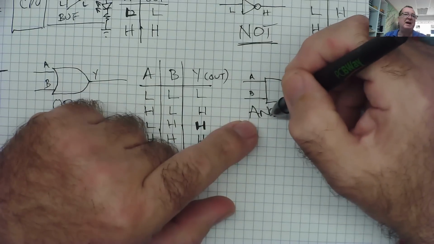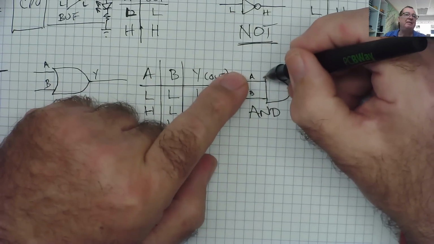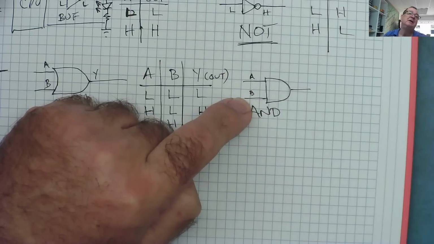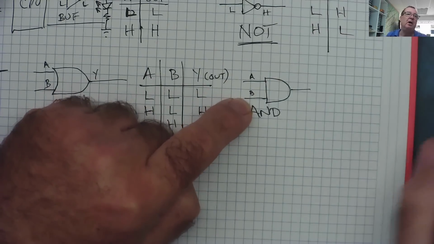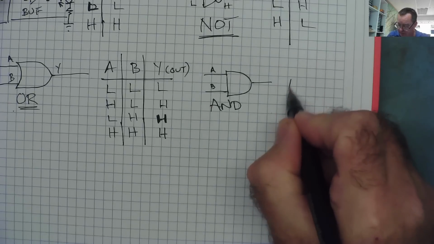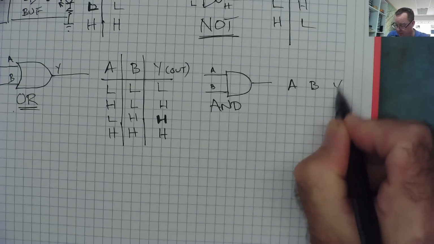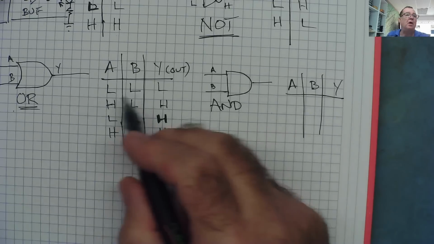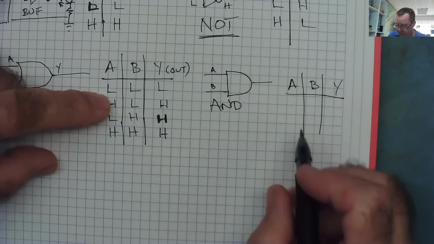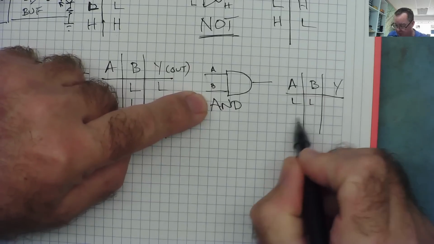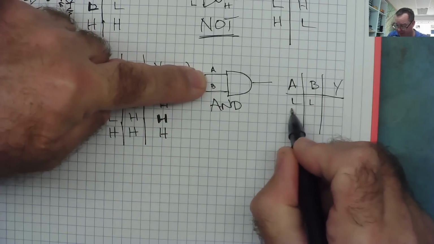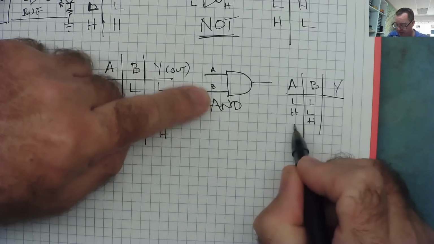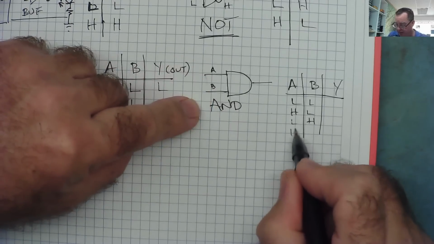So, with an AND gate, if this is high, 5 volts, and this is high, 5 volts, the output will be high. Otherwise, it will be low. Truth table. A, B, Y. Again, there's only 4 possible combinations of inputs. They both have 0 volts on, low, low. A has 5 volts on high, B is 0, low. B has 5 volts on high, A is 0, low, or they both have 5 volts on.